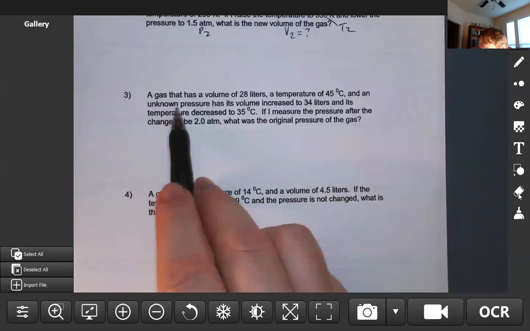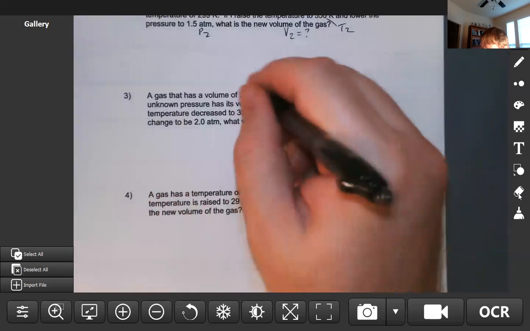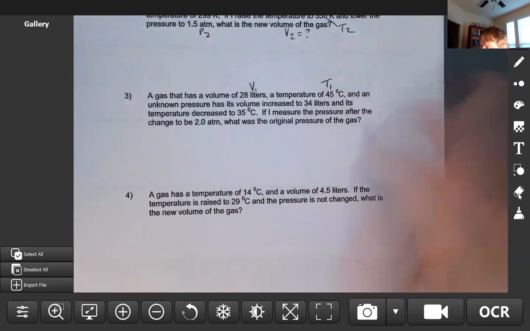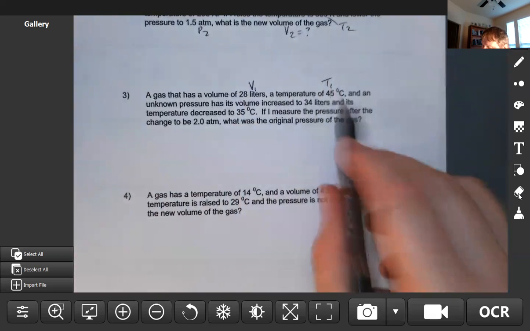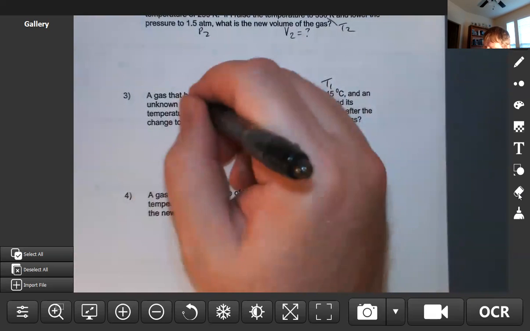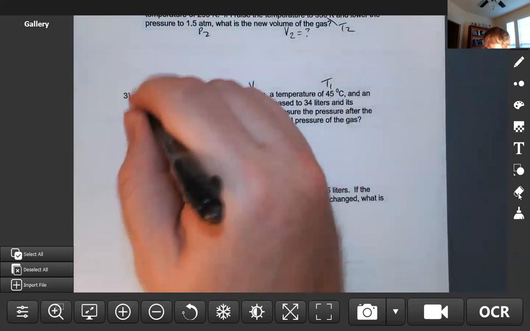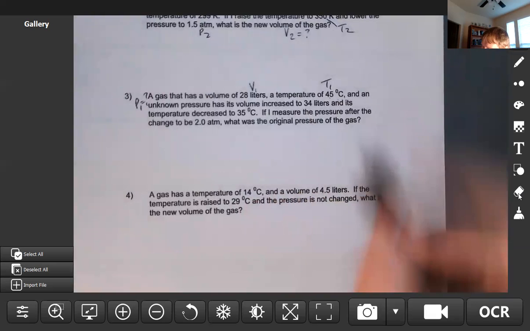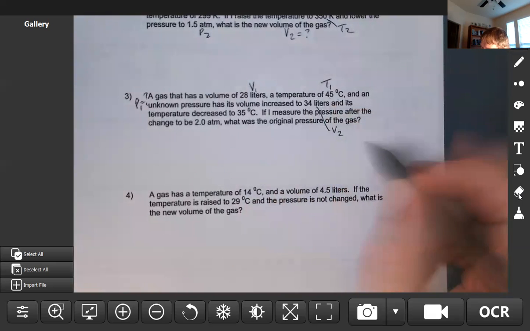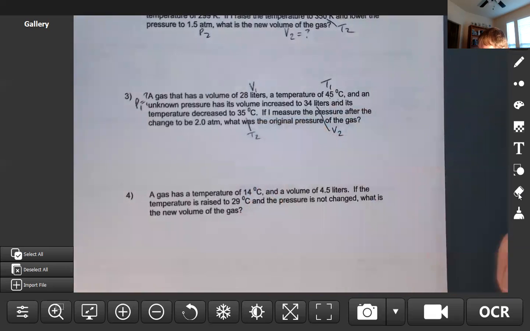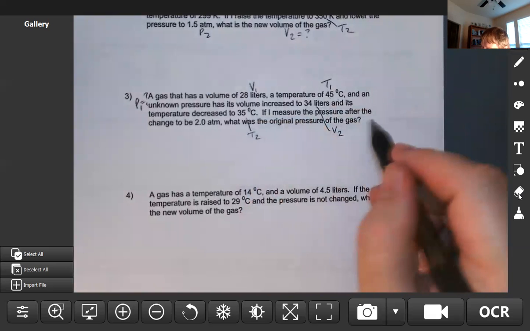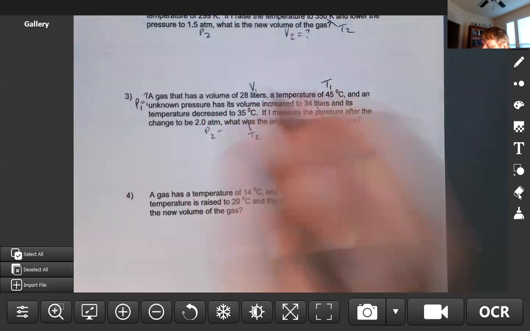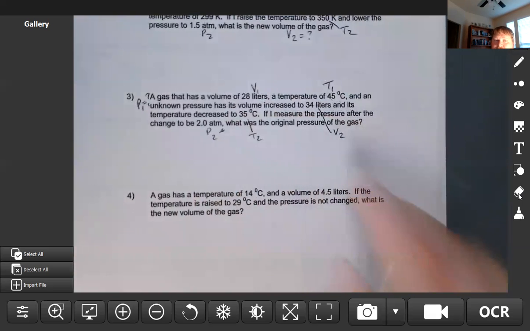Number 3, a gas has a volume of 28 liters. Okay, so that's a V. A temperature of 45. All right, that's a T. It's in Celsius. We'll come back and do that. And an unknown pressure. All right, so my P1 is unknown. The volume is increased to 34, so that's my V2. Its temperature is decreased to 35. If I measure the pressure after the change, that kind of even just tells you it's P2. What was the original pressure?